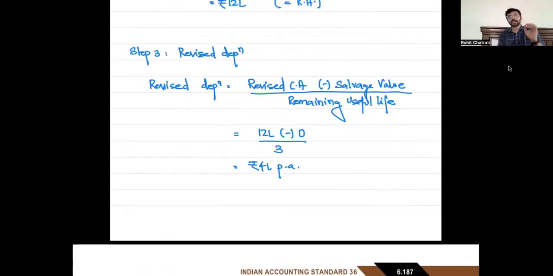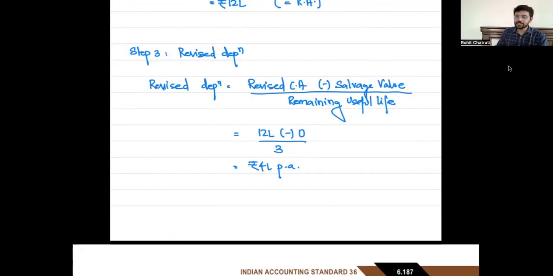So we are going to charge a depreciation at the rate of 4 lakhs per annum in the next 3 years. Now, the revised carrying amount is 12 lakhs. I will charge a depreciation of 4 lakhs per annum in such a way that the asset's value comes down to 0 at the end of its useful life. It's coming down to 0 because the salvage value in this case is 0. If there was any salvage value, then it would have ended at that salvage value number.